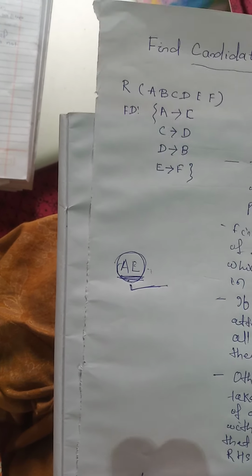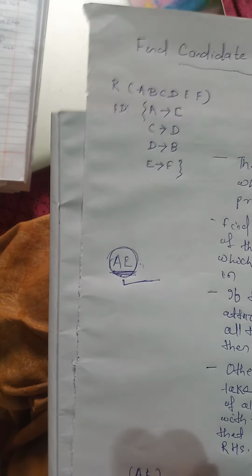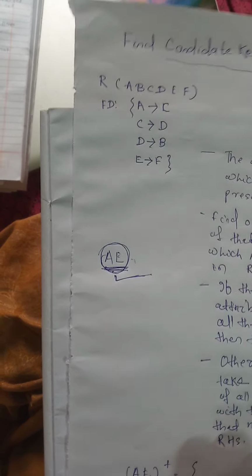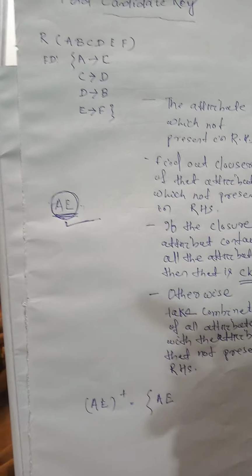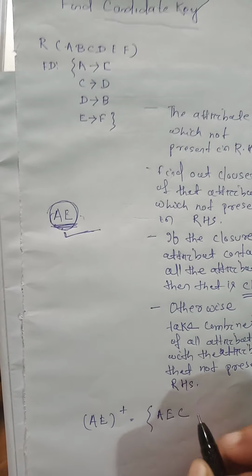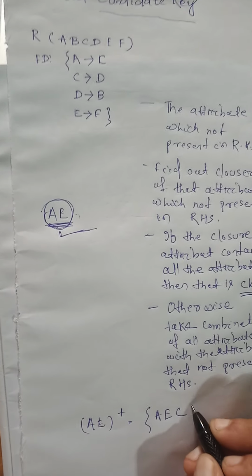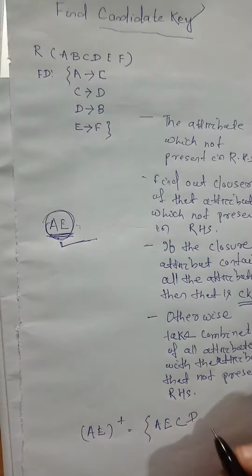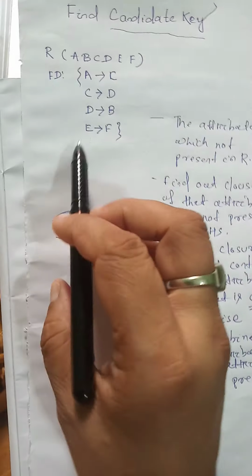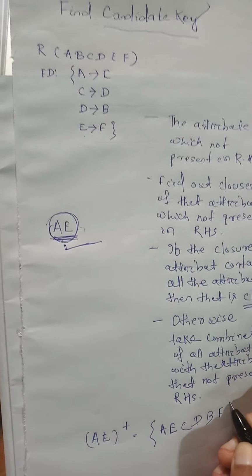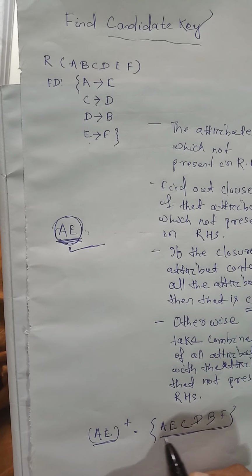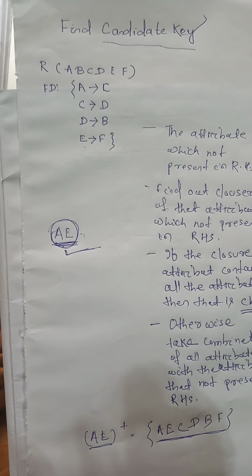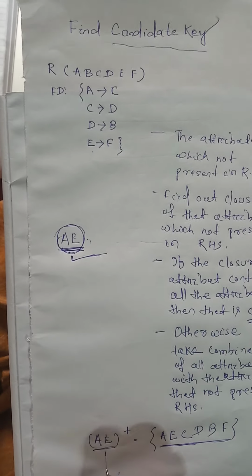Now we have to find the closure of AE. From AE, A and E themselves are determined. Again from A to C is determined, C to D is determined, D to B is also determined. Again E to F is determined. So here AE determines all the attributes present in your relation. So here AE is your candidate key.